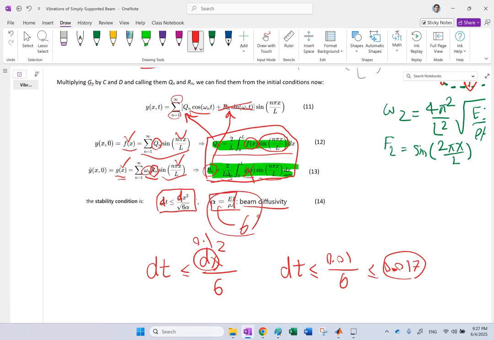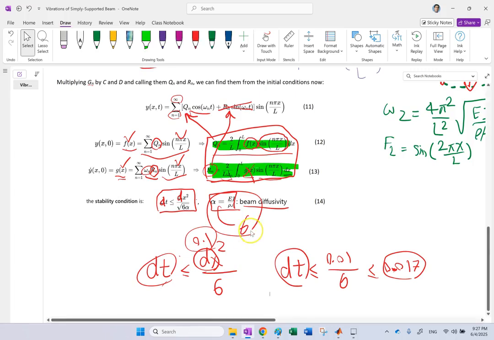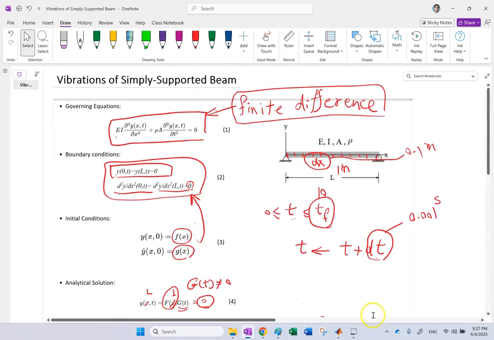If this alpha is a different number, then based on the size of the element that you pick in the x direction, you should pick a different time step. Otherwise, your solution is not going to be stable. Okay, so keep that in mind.